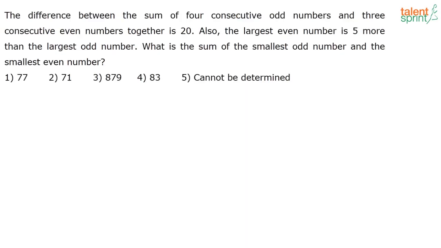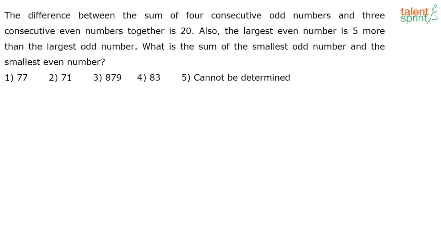So this is going to be our next question for today's session. The difference between the sum of 4 consecutive odd numbers and 3 consecutive even numbers together is 20. Also, the largest even number is 5 more than the largest odd number. What is the sum of the smallest odd number and the smallest even number? So how do you solve this question? What is the answer for the question that is there on your screen? Give me the answer. Anybody got the answer?